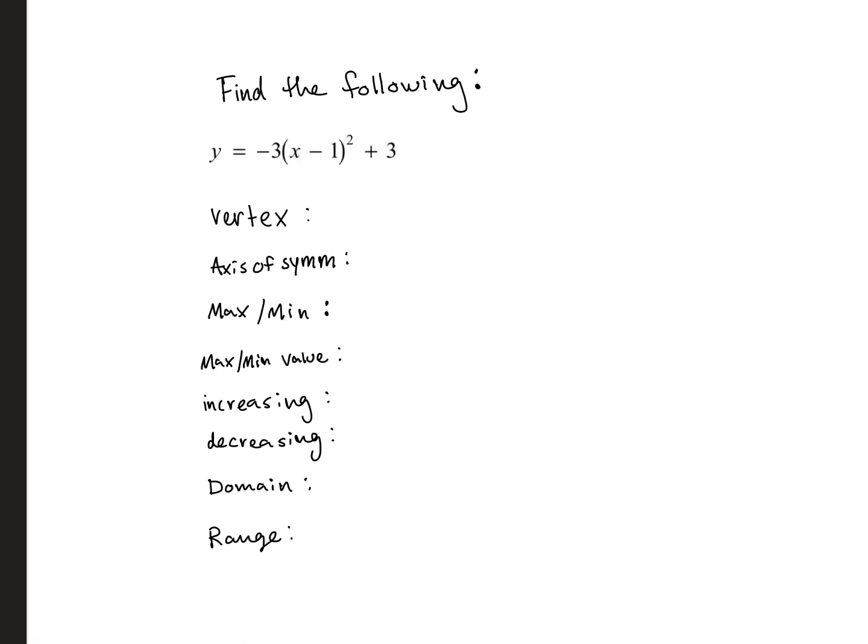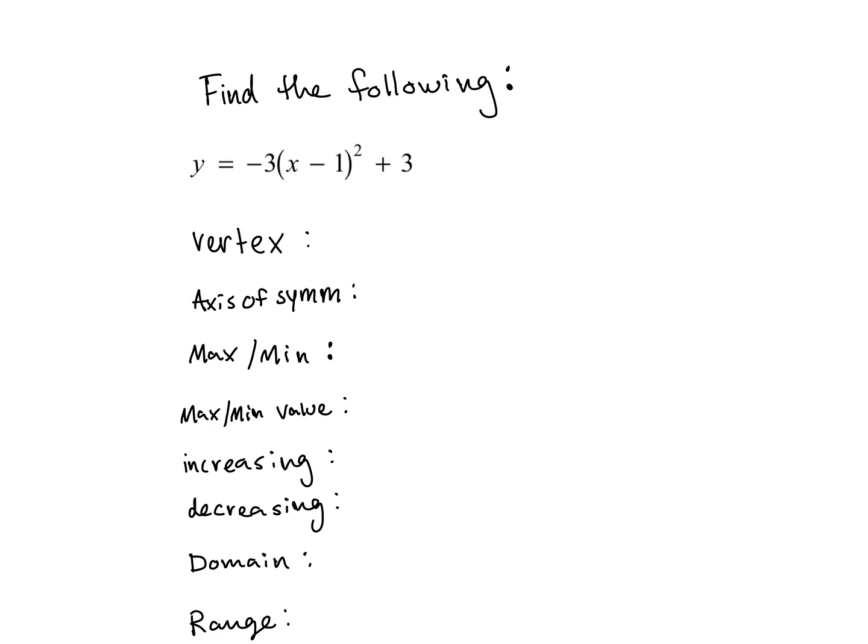All right, for number 1, first one. What would my vertex be? 1, 3. Awesome, 1, 3. What we're adding on the inside, what we're adding on the outside, but we changed the sign of the H. What's my axis of symmetry? X equals 1. So let's graph that.